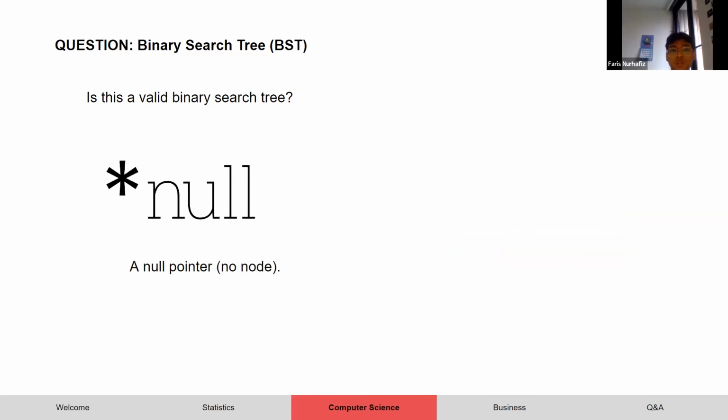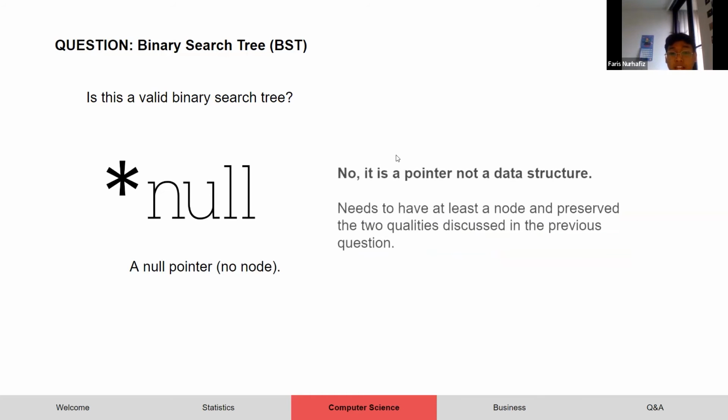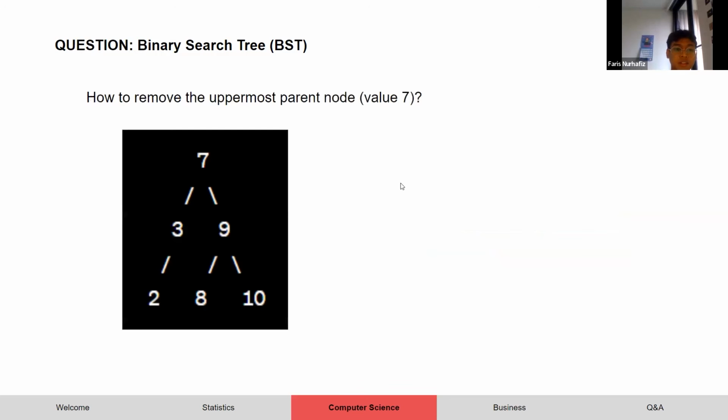We all know when we want to construct a binary search tree, we start off with a pointer. But if we don't have any node at all, do we still consider it a valid binary search tree? Let's think about it for 5 seconds. And the answer is no, because it is a pointer, not a data structure. A binary search tree also needs to have at least a node to preserve the 2 qualities discussed in the previous questions.